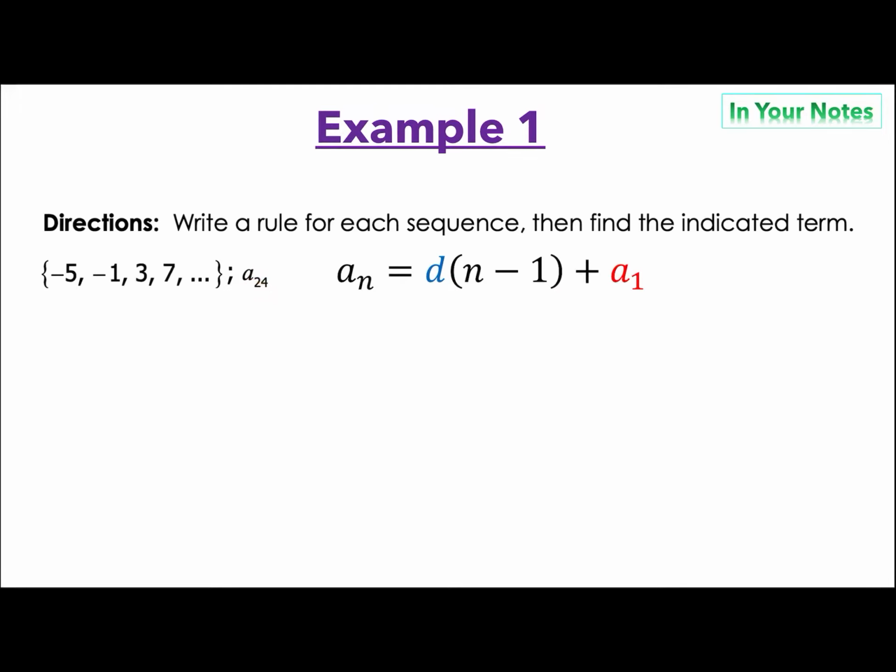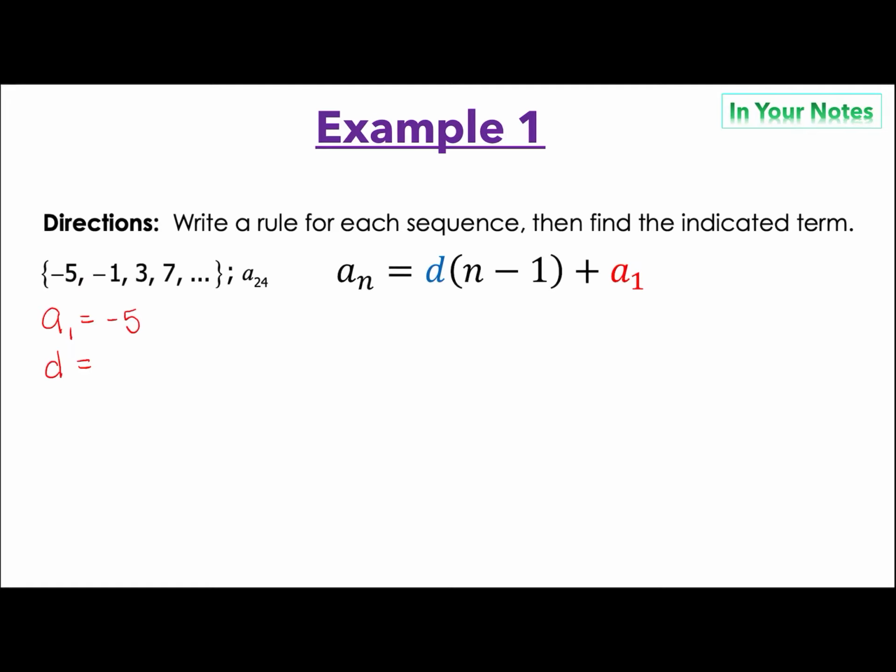What I like to do when I do these questions, first I always rewrite the formula, always, okay? And then over here, I'll write down the 2 pieces that I need to find. So remember, I need to find these 2 pieces. I need to find a sub 1, and I need to find d. Well, a sub 1 is very simple. Remember, a sub 1 is just your first term. So a sub 1 is -5.